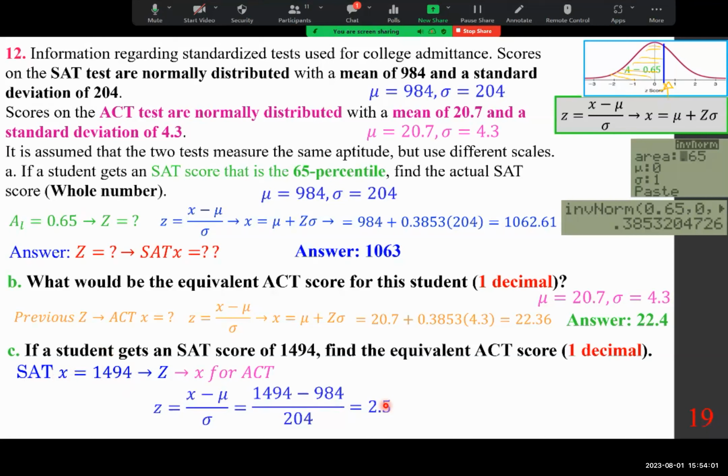Now the same Z for ACT, you go with this formula, and X is mu plus Z sigma, but now you use it here. X is, I'm looking at this formula, mu, which is 20.7, plus Z, which we found to be 2.5, times sigma of 4.3, 31.45. We want 1 decimal, so 31 point. We're going to change the 4 to 5 because next to it is 5. It means SAT score of 1494 corresponds to ACT score of 31.5. That's the meaning of it.